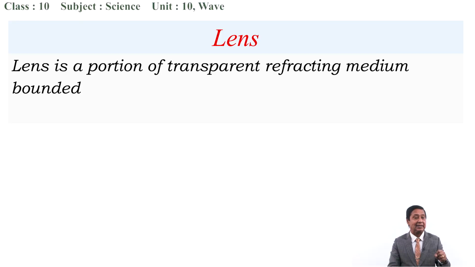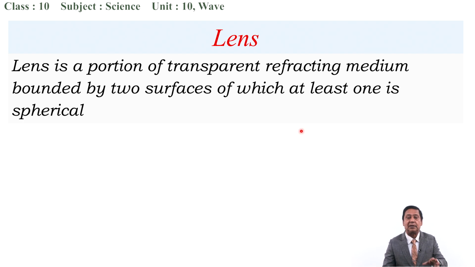Okay, let's start. What is lens? Do you know what is lens? I think you have seen lens in different sectors. In the laboratory also you have probably seen lens. Lens can be defined this way. Lens is a portion of transparent refracting medium bounded by two surfaces of which at least one is spherical. The definition seems to be a little heavy. I want to make it very easy for you with the help of a few points.